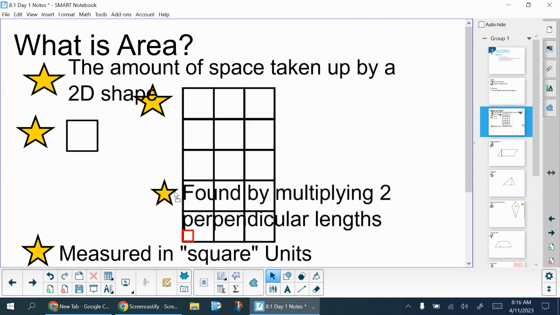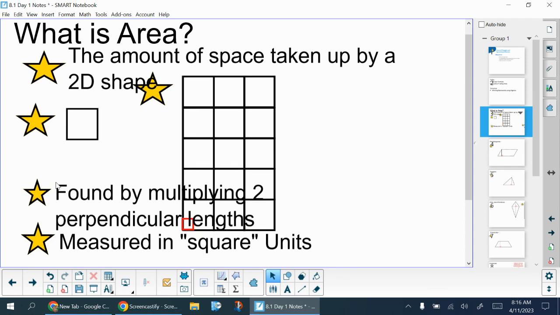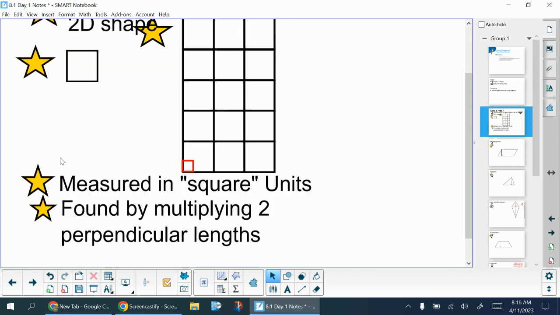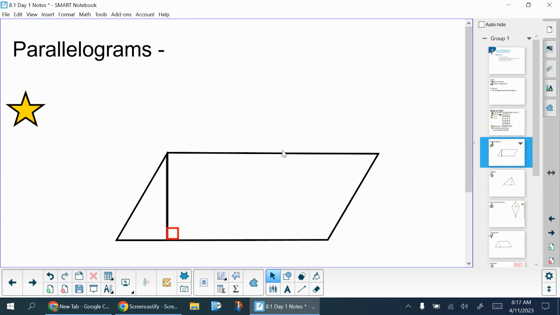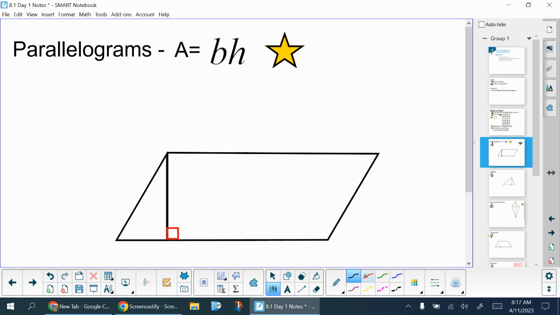I did not leave myself enough room to actually put these on here, but area is found by multiplying 2 perpendicular lengths together. So you're always taking a base times a height anytime you're figuring out your area. And so for a rectangle like this, it is just base times height. Now, when we move on to something like a parallelogram, you've heard our area formula: area equals base times height. It's the exact same thing as a rectangle. Obviously, this is not a rectangle. When we look at these parallelograms, this is the height, this is the base, this whole thing here is the base, or this whole thing here, doesn't really matter.